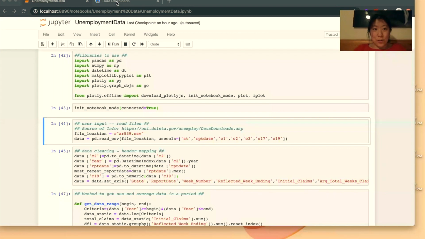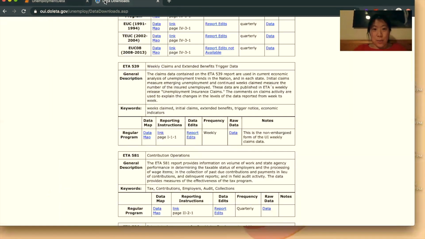Today we're going to look at the unemployment data posted by the government. We're going to see how bad this unemployment can be as it's all over the media now.